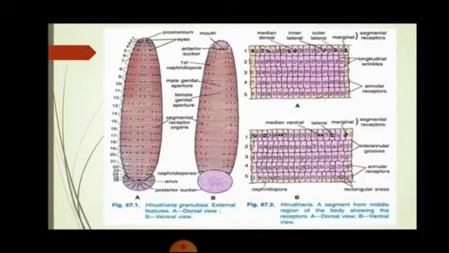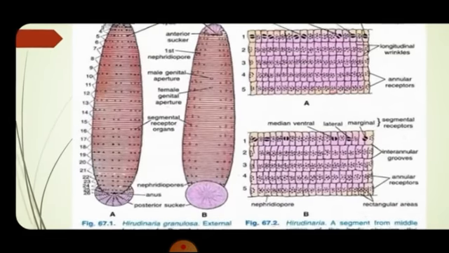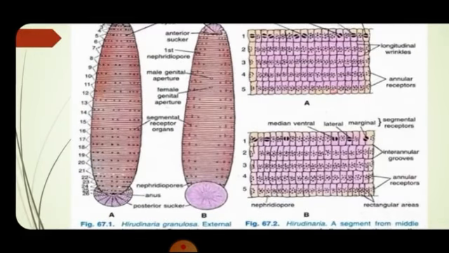So this is the picture showing the external apertures. Here you can see the nephridiopore, male genital aperture, female genital aperture, anus, posterior sucker, and anterior sucker.